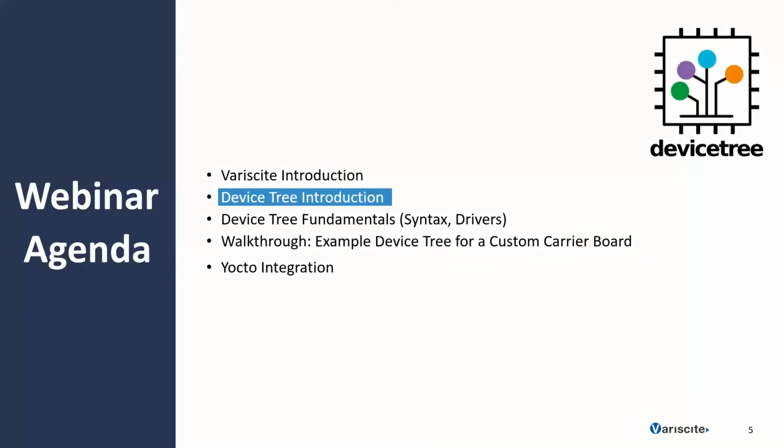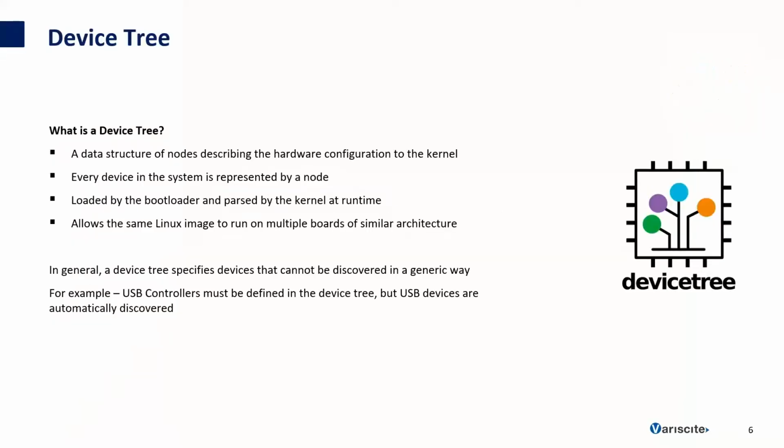Okay, so now let's move into the device tree introduction. If you're brand new to device trees, you might be wondering what a device tree is. Basically, a device tree is a data structure of nodes that describes the hardware configuration to the Linux kernel. Every device in the system is represented by a node. The device tree is loaded by the bootloader and parsed by the kernel at runtime. This allows a common Linux image to run on multiple boards of similar architecture.